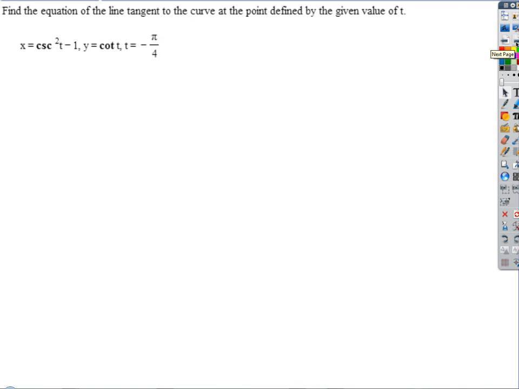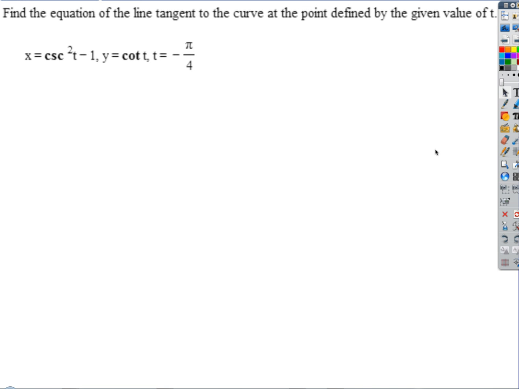Okay, here's another one. Let me make this a little bigger. It's big. You were going to say that? No way. Okay, yeah, this is one I want to take a look at. So we're trying to find the equation of the tangent line to the curve when t equals negative pi fourths.